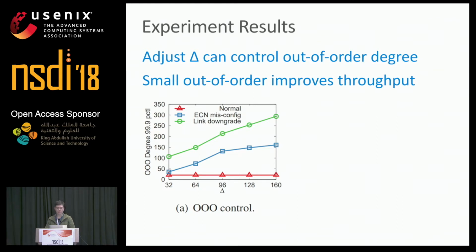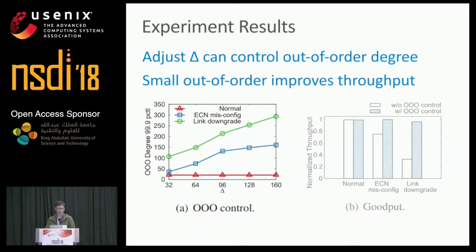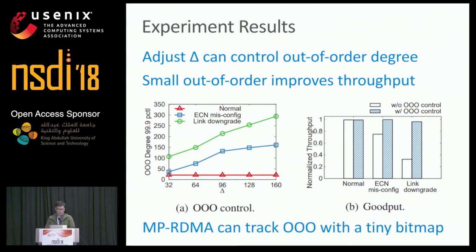And also, we can use a delta to control the out-of-order degree, which leads to very small out-of-order in the network, and it can improve the throughput. If we use a very small bitmap to track the out-of-order without the out-of-order control mechanism we mentioned, then the throughput will drop a lot. So with this mechanism, multipath RDMA can track the out-of-order with a very tiny bitmap, even in those very abnormal scenarios.